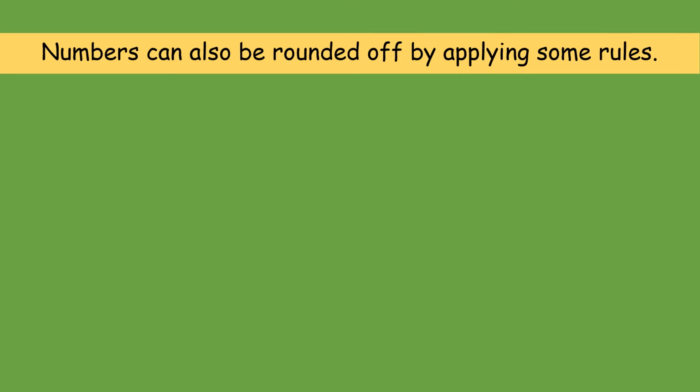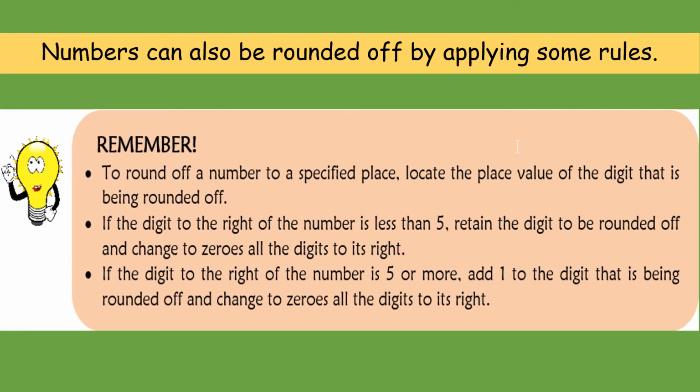Numbers can also be rounded off by applying some rules. Here are the things to remember. First, to round off a number to a specified place, locate the place value of the digit that is being rounded off. A very important tip here is to mark the target.